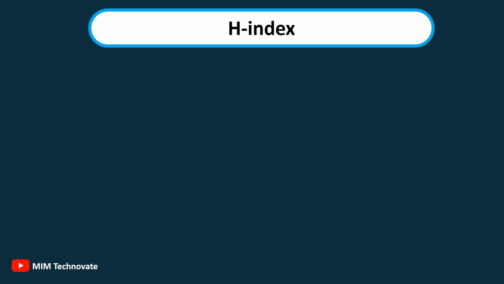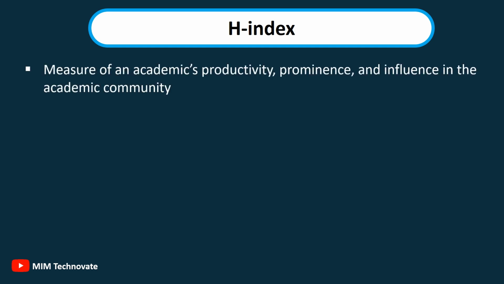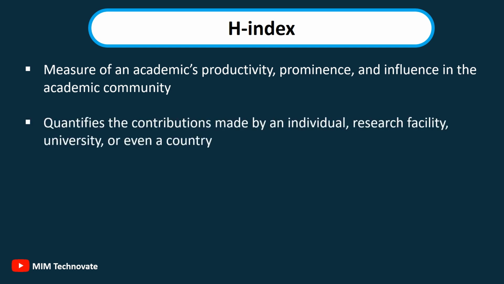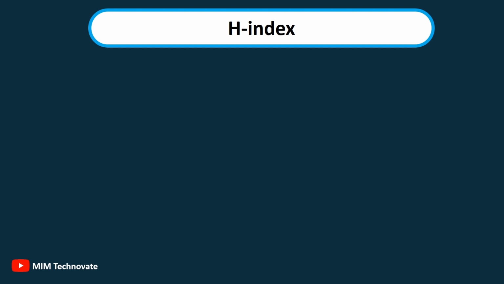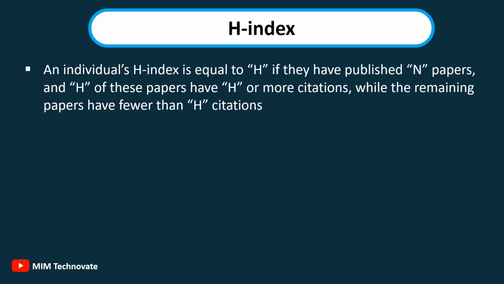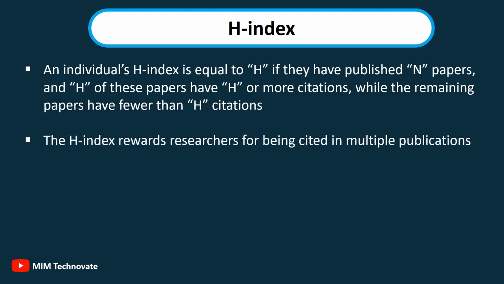What is H index? The H index is a measure of an academic's productivity, prominence, and influence in the academic community. It quantifies the contributions made by an individual, research facility, university, or even a country. The calculation is based on the number of publications and their respective citations. An individual's H index is equal to H if they have published N papers, and H of these papers have H or more citations, while the remaining papers have fewer than H citations. The H index rewards researchers for being cited in multiple publications.